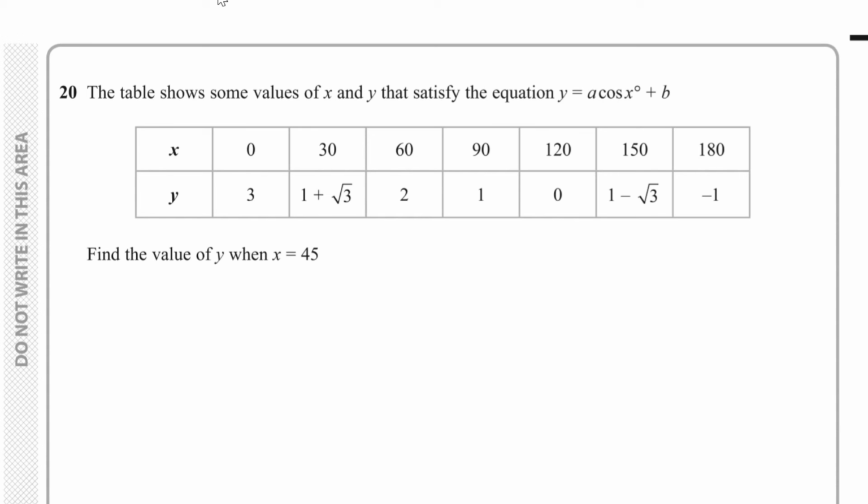Question 20. The table shows some values of x and y that satisfy the equation y equals a times the cosine of x plus b. When x is 0, y is 3. When x is 90, y is 1. And when x is 180, y is minus 1. We have to find the value of y when x is 45. So what we're doing here is applying a transformation to the graph of normal cos x to give this graph here.